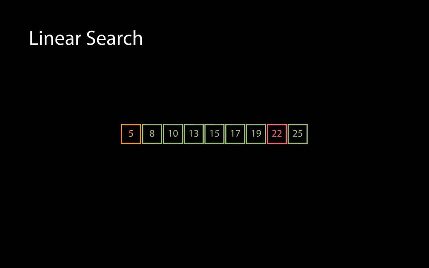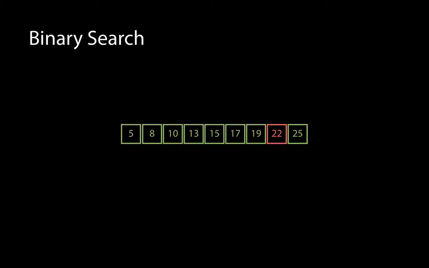So first we check 5, nope that's not 22, so then we check 8, then we check 10, and so on. Finally we get to 22 after quite a few comparisons, and we're done. What if we tried a different strategy to searching through this list though? A different algorithm? So instead of doing a linear search, let's try a binary search.